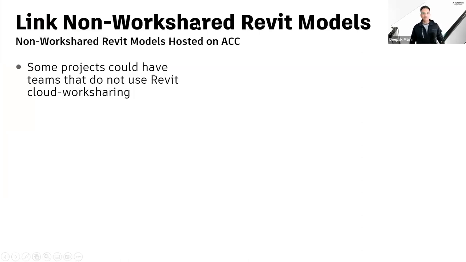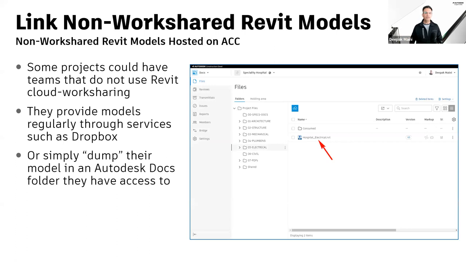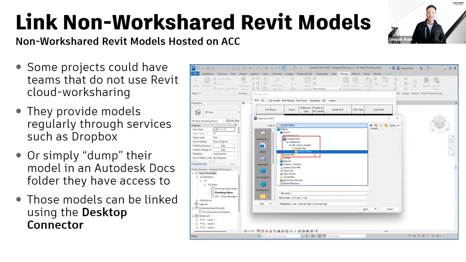Now, as I mentioned, there will be some teams in the projects that are not using Revit Cloud Work Sharing. In that case, they regularly provide their model through services such as Dropbox, or they could simply be dumping their models into a folder that they've been given access to on Autodesk Docs. In that case, these models can be linked using Desktop Connector.